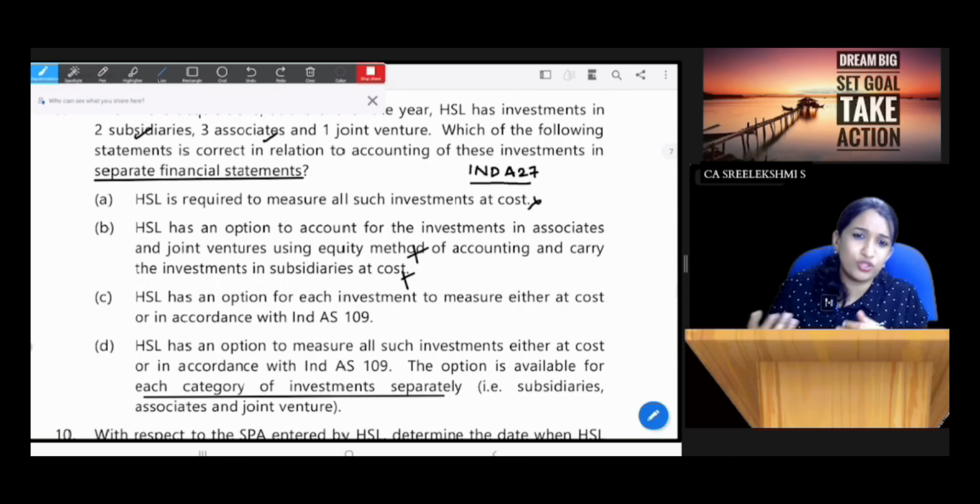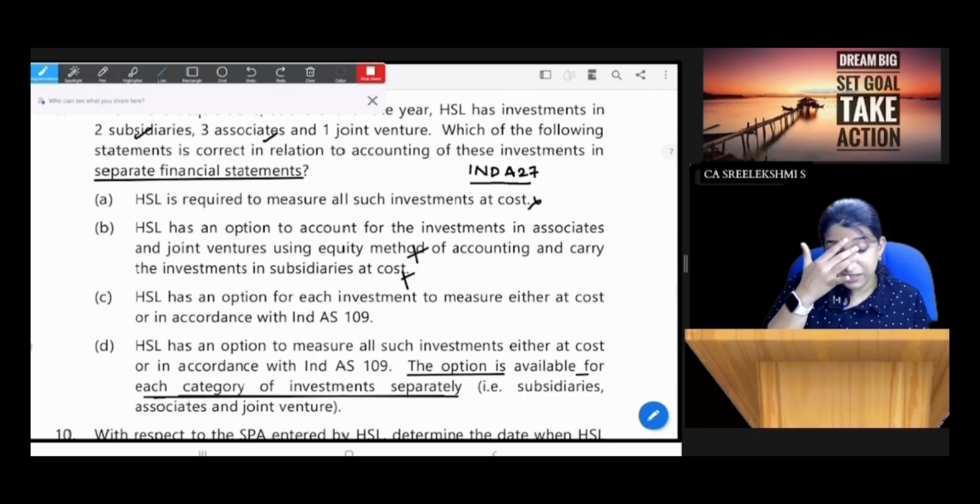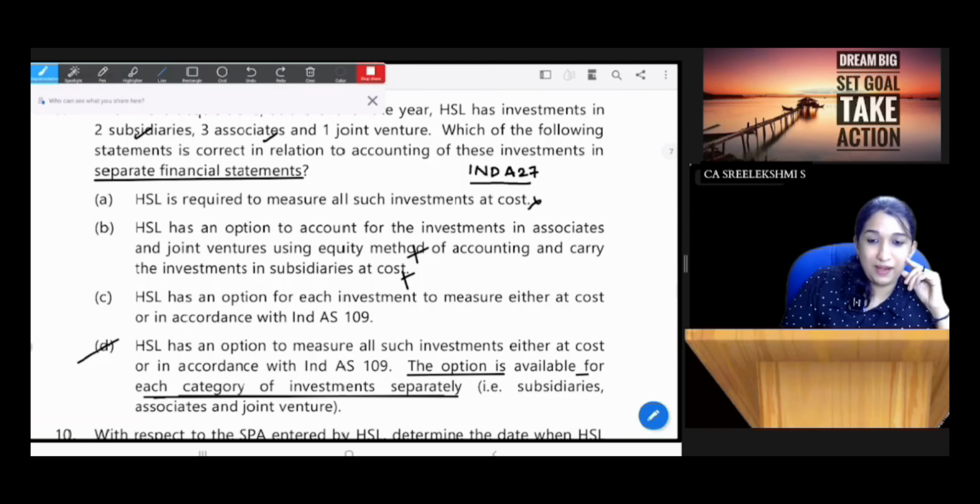Associates and joint ventures also, you have an option. It is not that all 3 must be at cost or all 3 at 109. Such a point is not there. So this is more clear: the option is available for each category separately. So we'll go with option D.